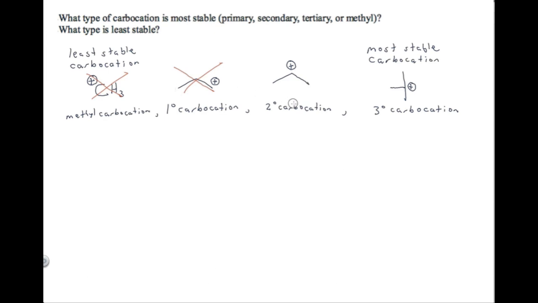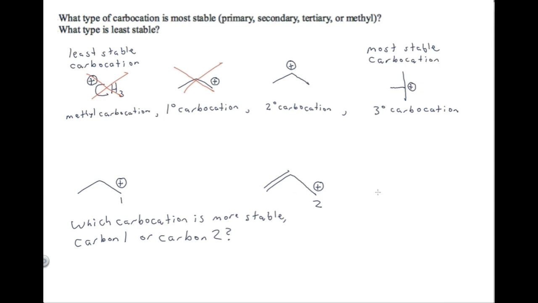Recall that these are the different types of carbocations that we've discussed, from least stable to most stable. Now there's one more type of carbocation that we need to discuss. Please pause the video and see if you can figure out which of these carbocations is more stable, carbocation 1 or carbocation 2. Well, the answer is that carbocation 2 is more stable. So next question, why? Pause the video and see if you can articulate why carbocation 2 is more stable than carbocation 1. Now let's discuss.